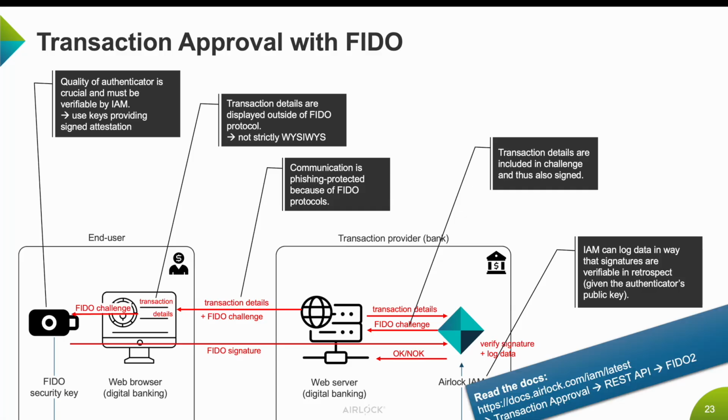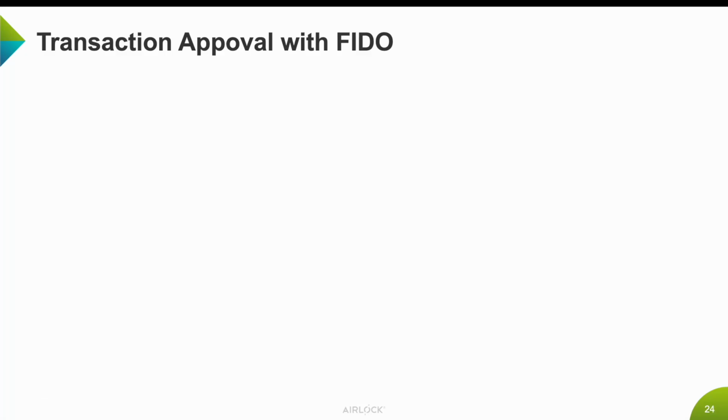Read the documentation, go to the latest IAM documentation, to the transaction approval, within that to the REST API chapter, and look at transaction approval with FIDO2 for more information. So what can be achieved with this feature? You can use registered FIDO keys for transaction approval.